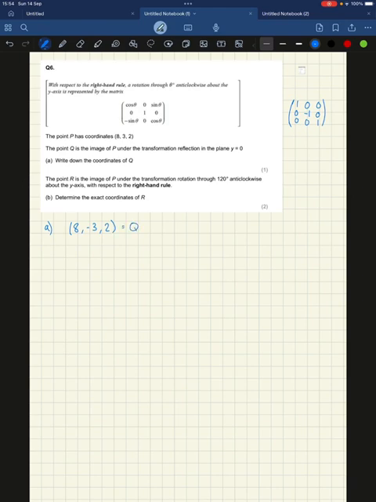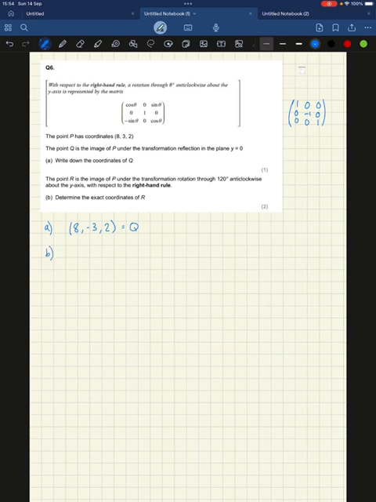So the coordinates of Q are just going to be 8, minus 3, 2. And we can put equals Q. Since the identity matrix is just the same as this, except this is just 1, changing this to a minus 1 would change this coordinate to minus 3.